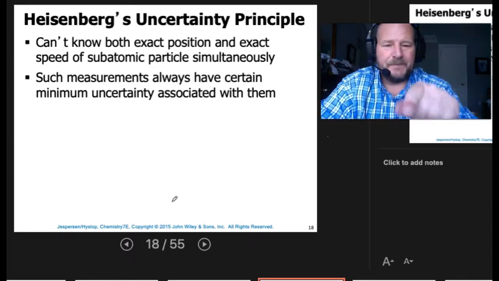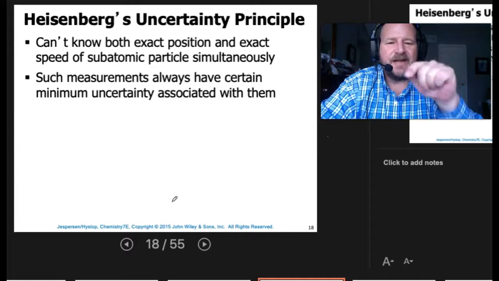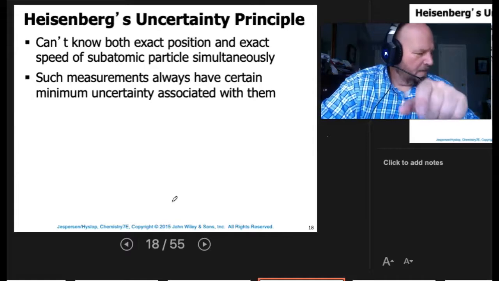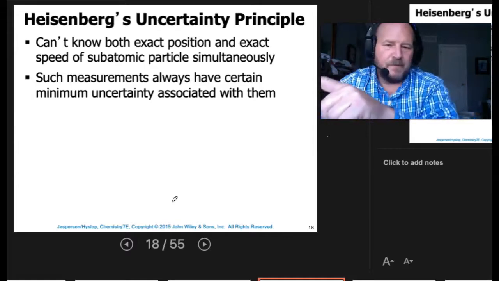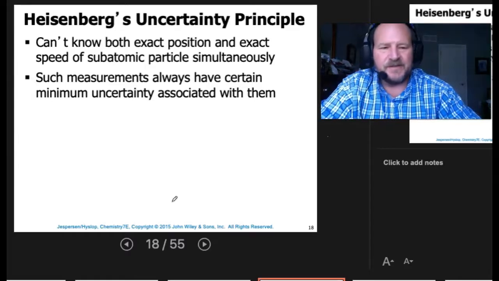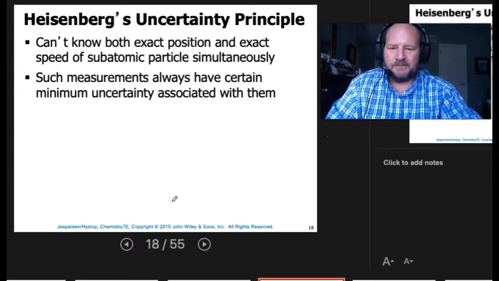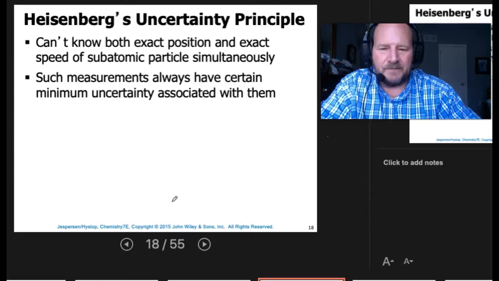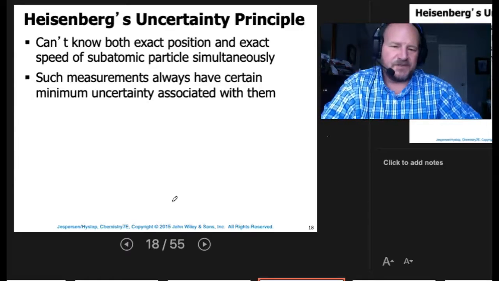So I ping it, boom. Now when I hit it, what's going to happen? Well, the particles are so small, I'm actually going to move the momentum of that particle. So I no longer know the direction the particle is moving in. So either I can know where it's going, or I can know its speed, or I can know its position, but I can't know both.